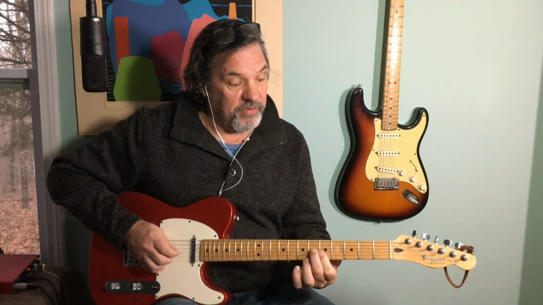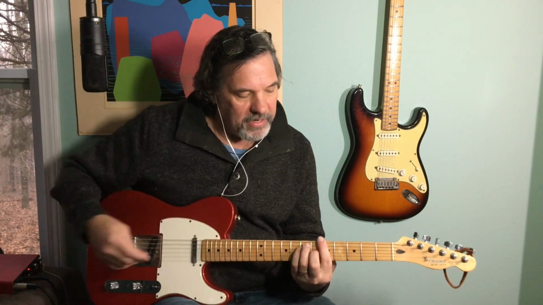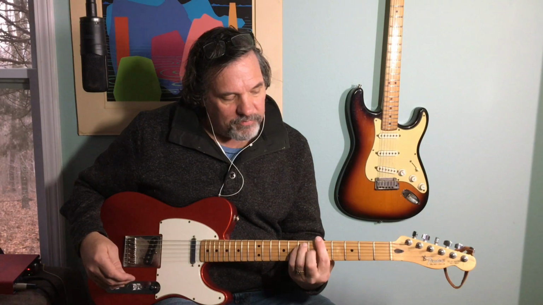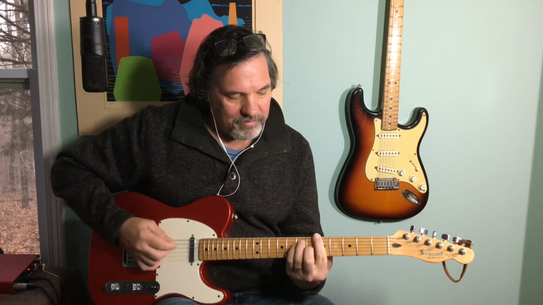Then you move up to the 5th fret. You got that, which is really just those three strings taken from your bar chord. Think of it that way.